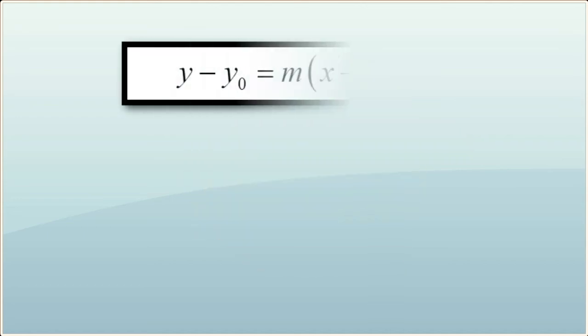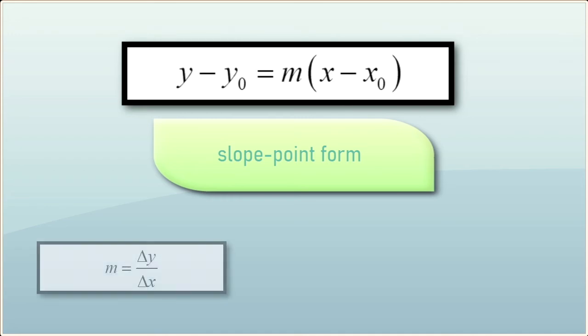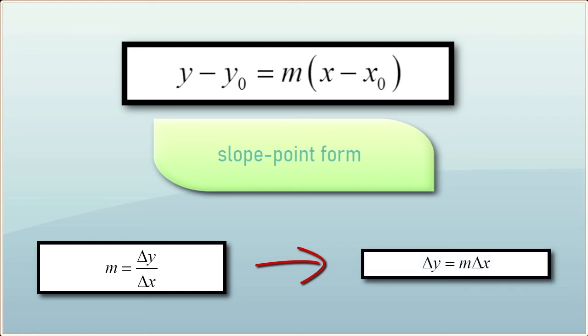I mentioned earlier that there was another form for representing the equation of a line. Let's take a look at that now. Slope-point form is written as follows. If you look carefully, you'll see that it's a clever rearrangement of the equation for slope, with the delta x and delta y terms expanded. This makes it intuitive and easy to remember.